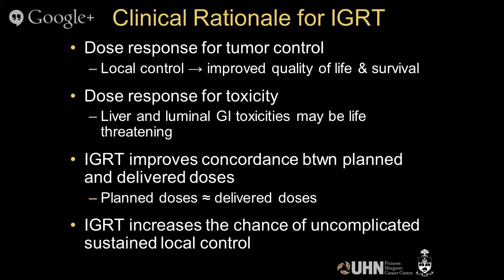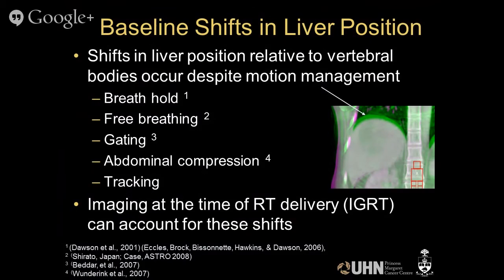And IGRT can improve the concordance between planned and delivered doses. So it will increase the chance of uncomplicated sustained local control. Unfortunately, regardless of the motion management strategies that we use to deal with breathing motion, shifts in the liver position relative to the vertebral bodies occur. And this occurs in patients treated with breath hold, free breathing, gating, compression, or tracking. So imaging at the time of radiation delivery, IGRT, is needed to account for these shifts.